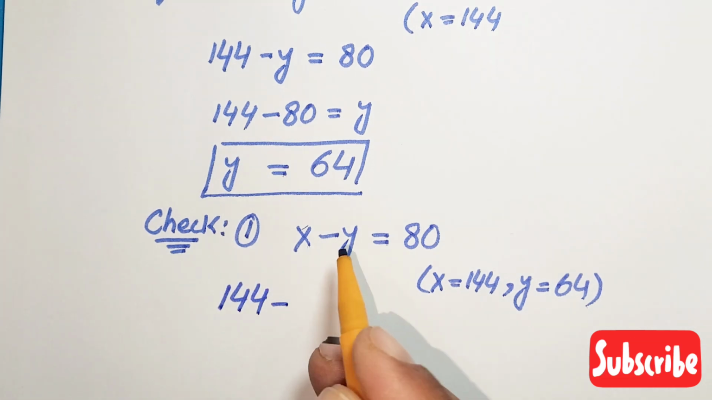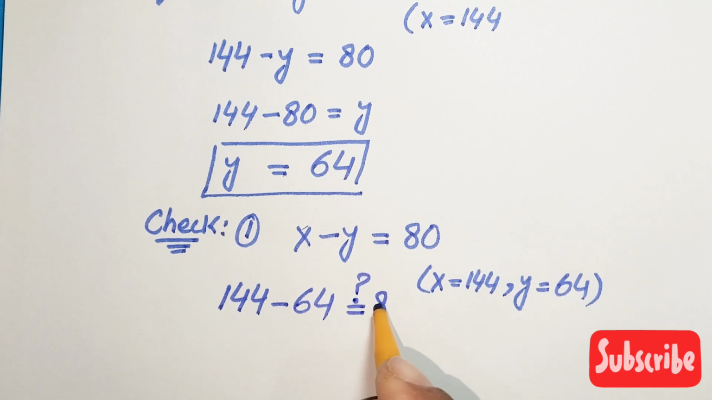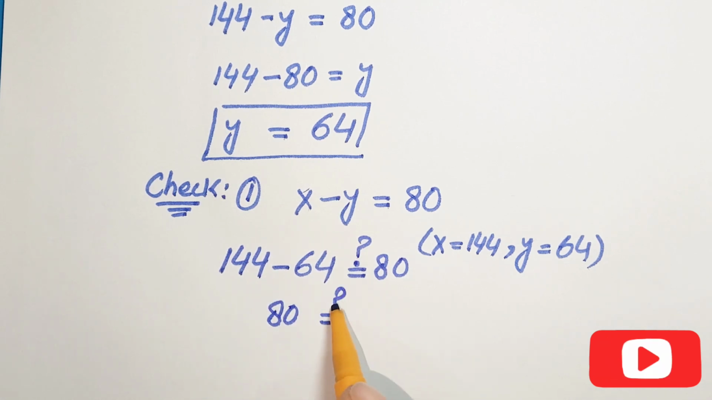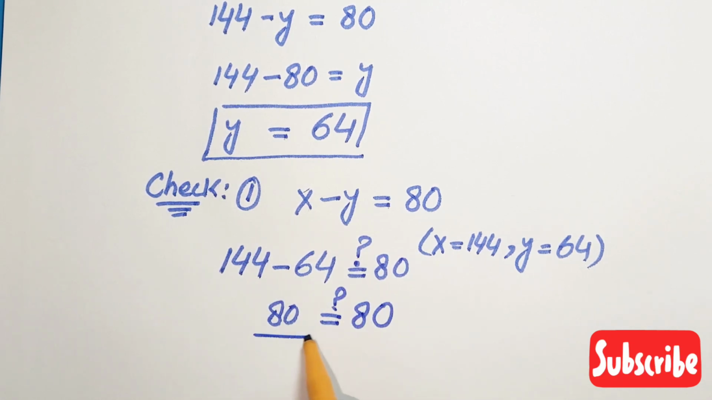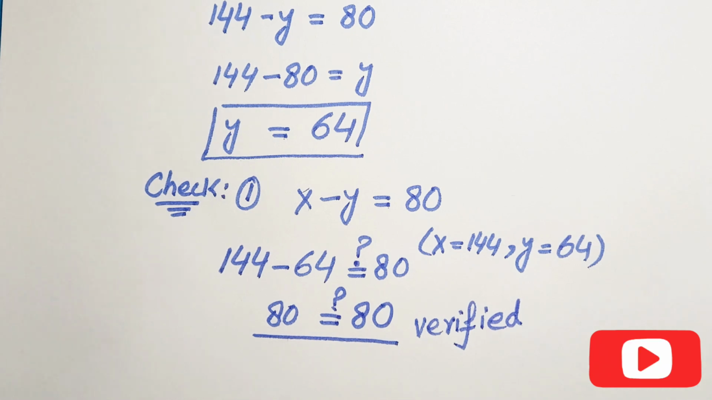144 minus 64, which is equal to 80. So now 144 minus 64 is equal to 80, and 80 is equal to 80. So the left hand side is equal to the right hand side. So the first equation is verified, hence the values of x and y are true.